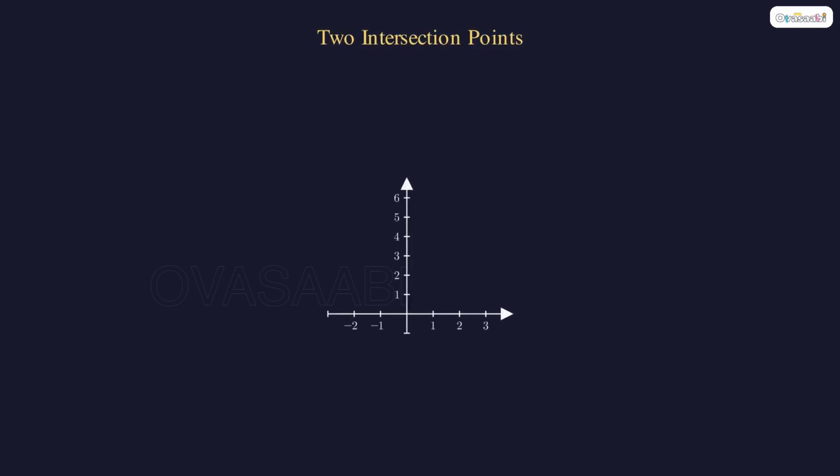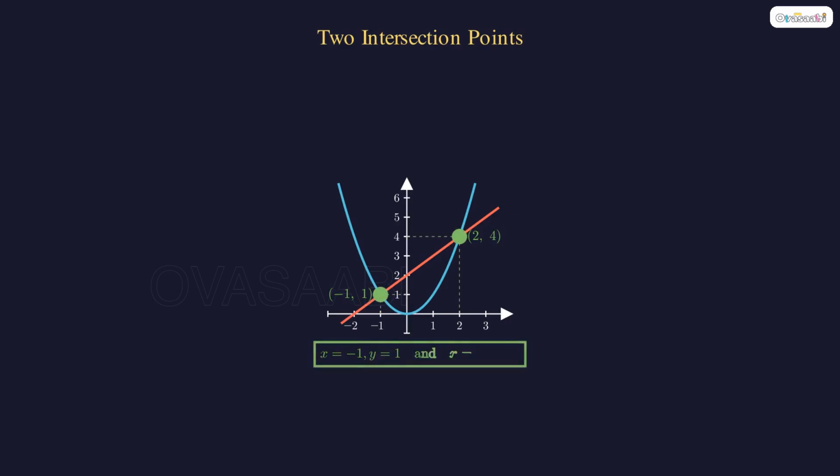The line cuts the curve at 2 points, negative 1, 1 and 2, 4, so we have two solutions. With linear quadratic, always look for two intersection points on your graph.